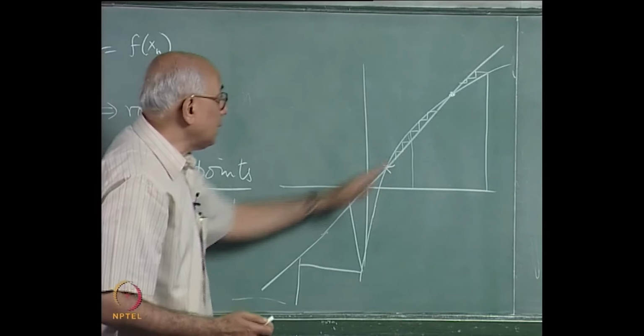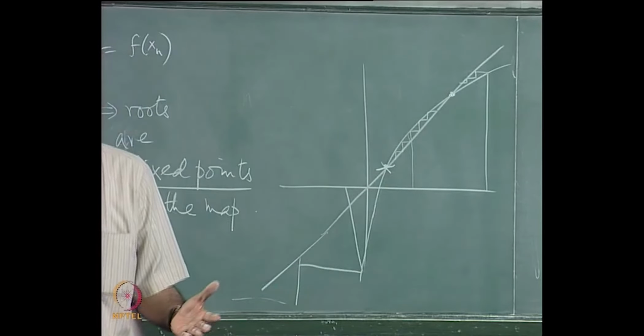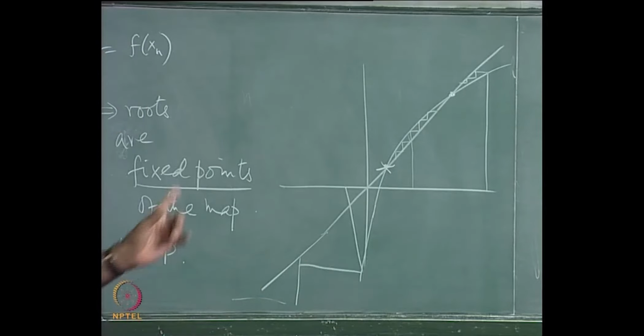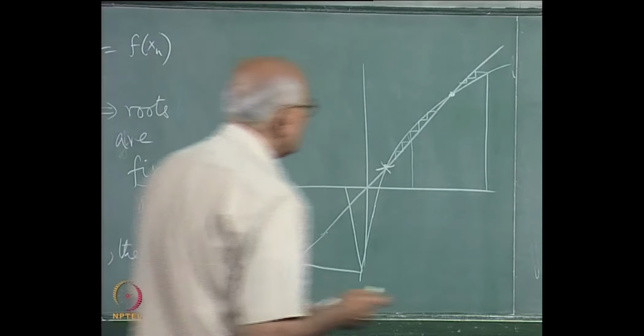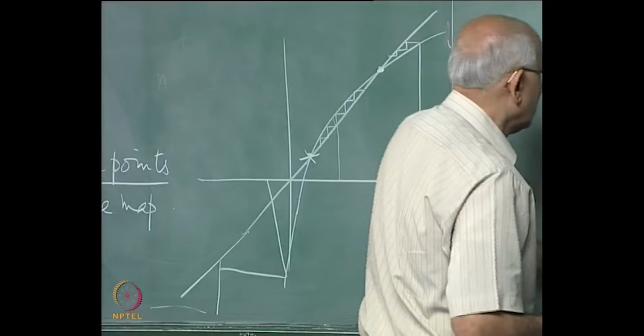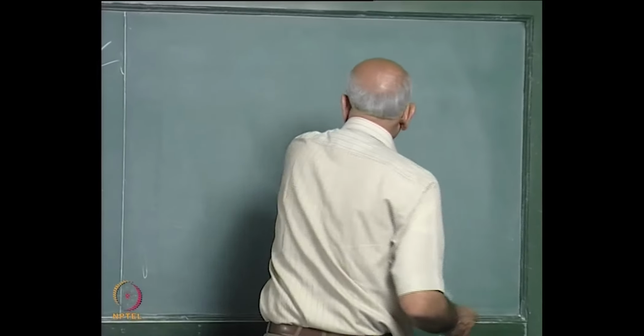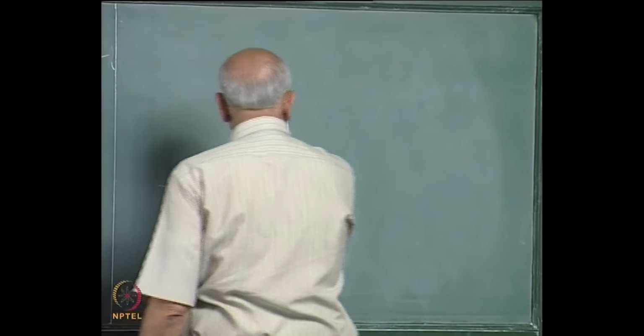Yeah, the slope of the bisector is 1, therefore it is clear that if the slope of the map at that point is less than 1 in magnitude, you have something that is stable and attracts, and if it is greater than 1 you have something unstable. What if the slope were in the other direction? So let us see quickly what happens if the slope pointed in the other direction.